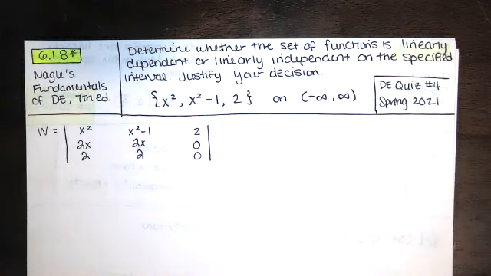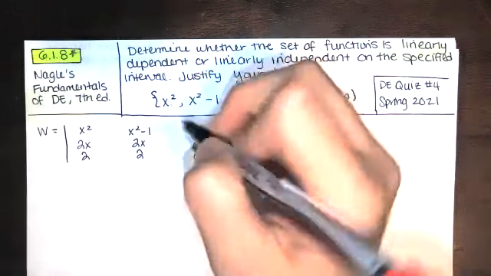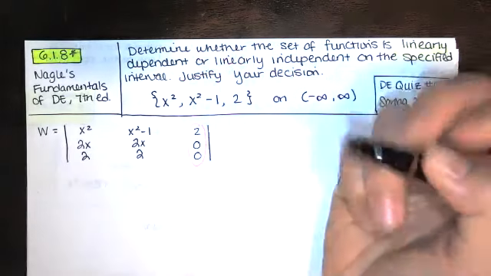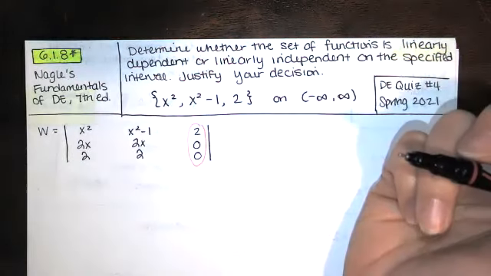Now, whenever you're evaluating a determinant, you can expand along any row or column you want. So the easiest computation comes from expanding along columns or rows that involve as many zeros as possible. So as soon as I saw those two zeros, I'm like, I want to expand along that column.